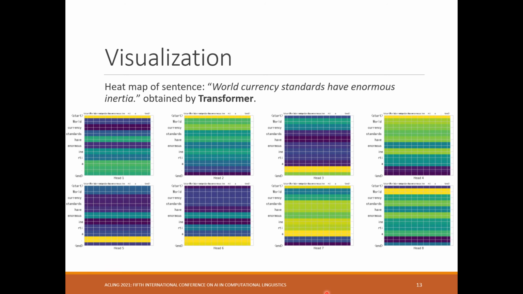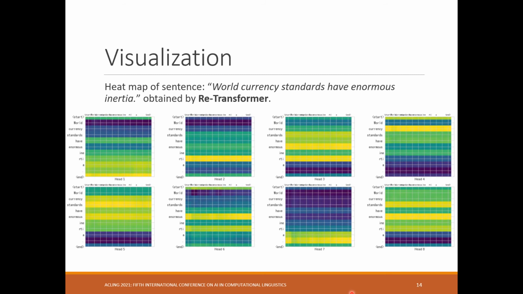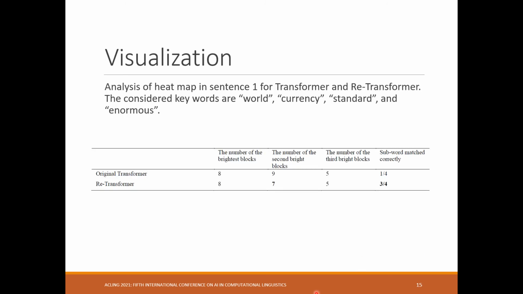This page is about sentence 1. We can see the original transformer sticks to the start and the end. The start symbols hardly deal with the sentence semantics, but Retransformer can, like currency, standards, and enormous. Then we can see the results from the tables below. From the table of sentence 1, Retransformer can focus on the correct words. The matched correct words in transformer and Retransformer are 1 and 3.